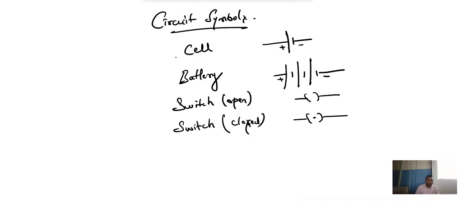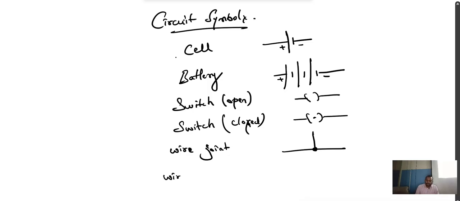Okay? And the next, wire joint. Now, this is one wire. This is one wire. We are going to join them with each other. So, this is a joint. These two wires are connected at this point. So, this is called a wire joint.